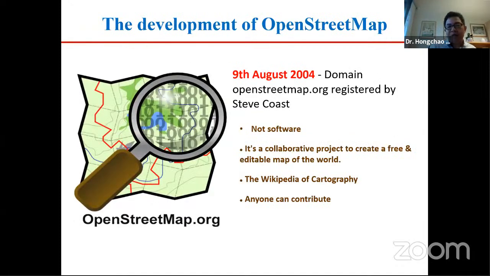But at that time, the data was expensive, and they even did not share the data. And then a group of people in the UK, in London, were inspired by Wikipedia, and they decided to have a platform to collect the data and have an open platform to provide free geographic information data. They followed the slogan: everyone works for everyone. And then they established this platform in 2004. As many of you know, it's not software, it's just a collaborative project to create a free and editable map of the world.